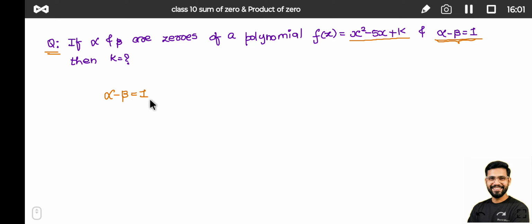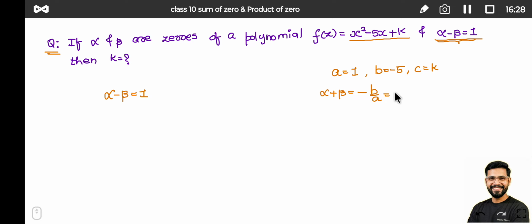Since alpha minus beta is given, we can easily find out alpha plus beta, which is nothing but the sum of zeros. To find the sum of zeros, let's write the value of a, which is 1 here, the coefficient of x square, the value of b, which is minus 5, and the value of c, which is k. If you apply the formula, the sum of zeros, alpha plus beta, is minus b upon a. So minus the value of b, which is minus 5, upon a, which is 1. Minus minus gives plus 5 upon 1, which is 5. So we get one condition, alpha plus beta is equal to 5.